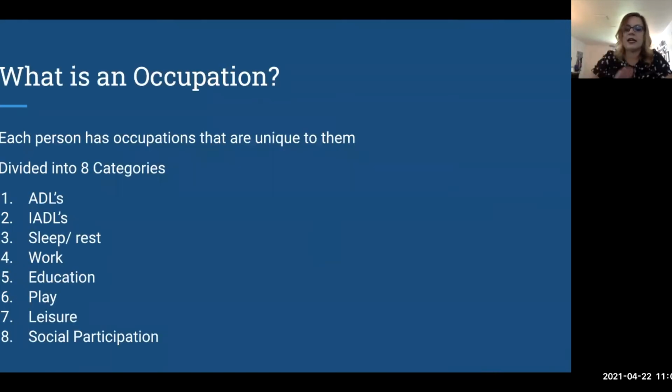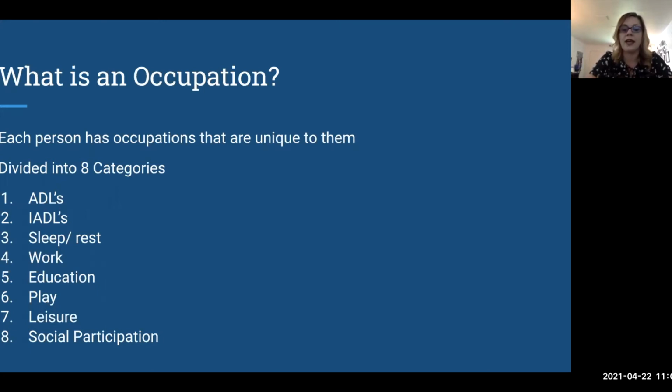So each person has specific occupations that are unique to them. Occupational therapists specialize in evaluating and treating these occupations, and they're divided into 8 different categories. So the first category would be ADLs, or activities of daily living. And this is kind of the bread and butter of occupational therapy. It includes self-feeding, dressing, bathing, toileting, sexual activity.